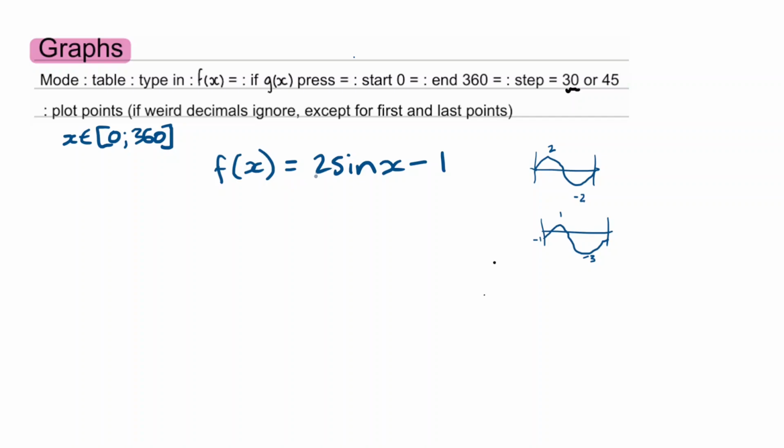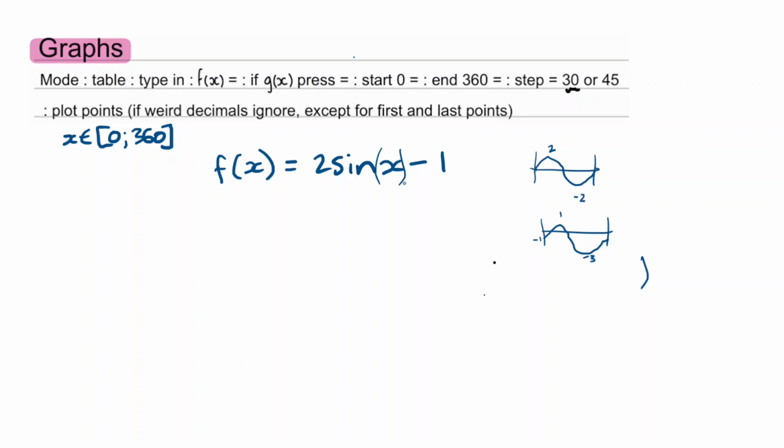So you're going to type in 2 sine, and if you need an x, you're going to press the alpha button, which is the top left, just next to shift. It's in red. Press alpha and then the x, which is also in red above the bracket.